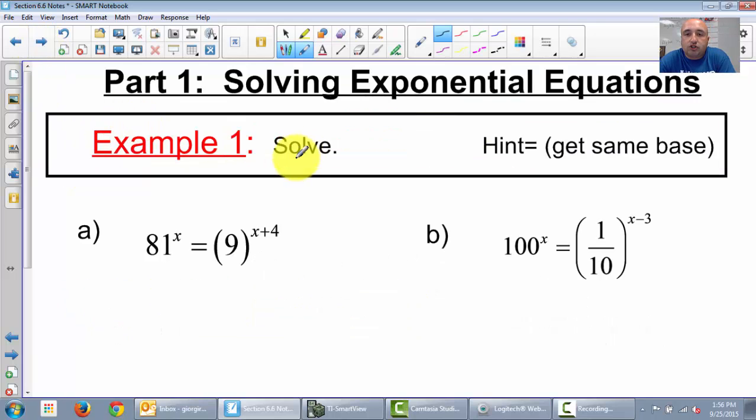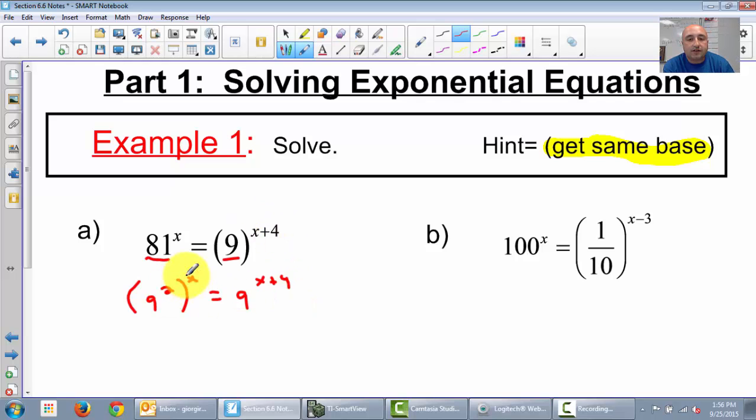All right, so example 1, solve. I'll give you a hint: get the same base. We're going to look at the numbers they give us and come up with numbers that are the same base. I'm looking at 81 and 9. Is there any way to turn both of these numbers into the same base? I hope you see that there is. I can turn 81 into 9 squared, and I can't forget this x. The x is still there, and now I have two numbers with the base of 9.